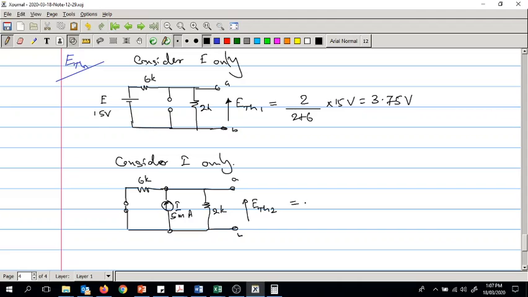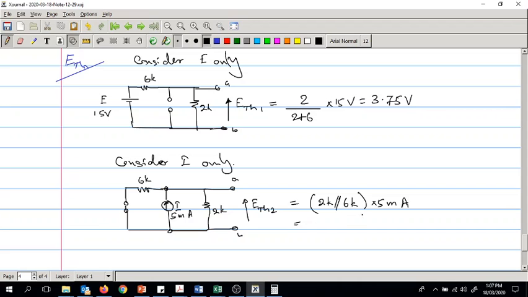Now you have a current source, you need to find the voltage there. You can see that this resistor and this resistor are in parallel, so the voltage across both these resistors is what you actually find across these two values. So it is 2k parallel 6k into 5 milliamperes is what you get.